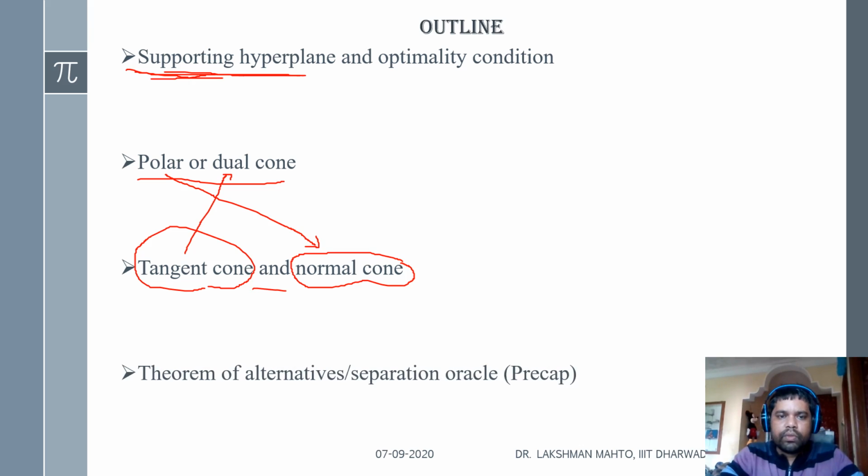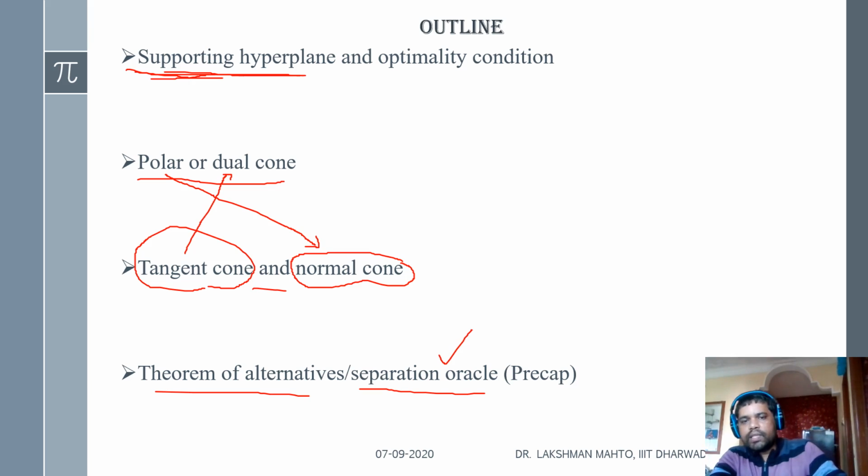Then, if time permits, we will cover the theorem of alternative, or in another way, what we call the separation oracle. It is a very important kind of oracle. It concludes that you have already understood the concept of convexity of a set. If you understand the separation oracle and are able to find applications of it, it signifies that you have a very good understanding of convexity of sets. So probably in the next class I would like to cover it in detail. Otherwise, I will talk about it a little bit, and then we will shift to the next module.